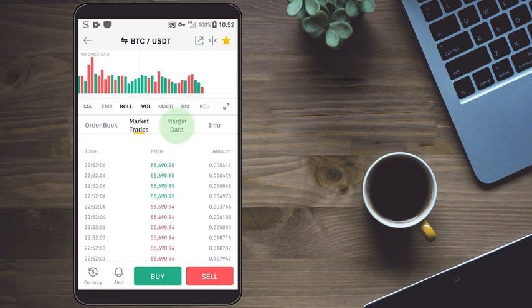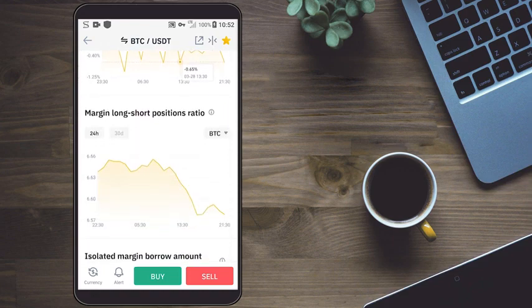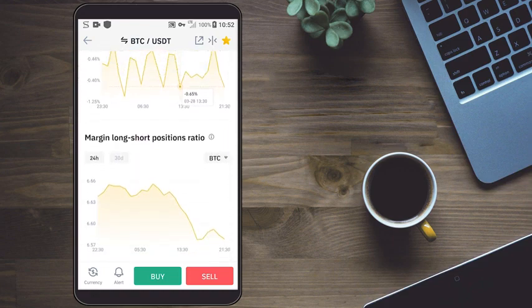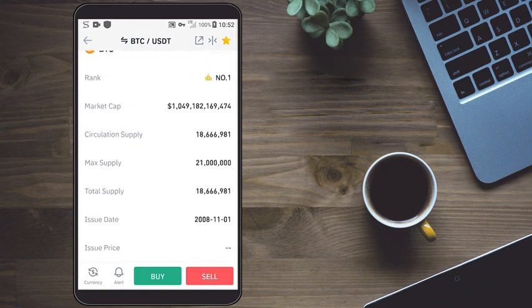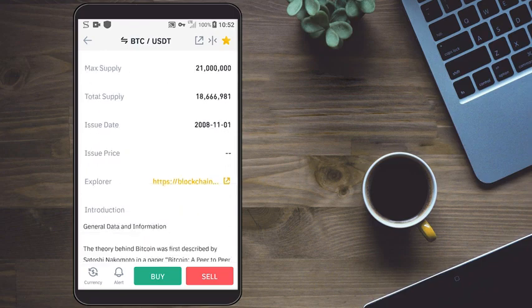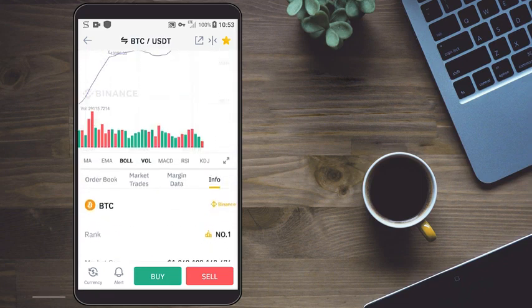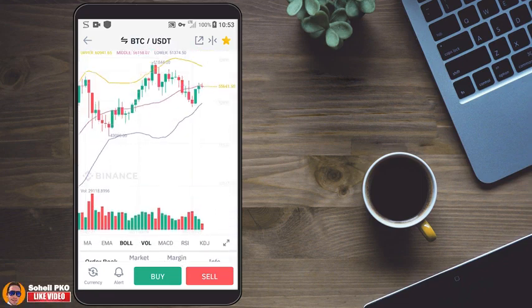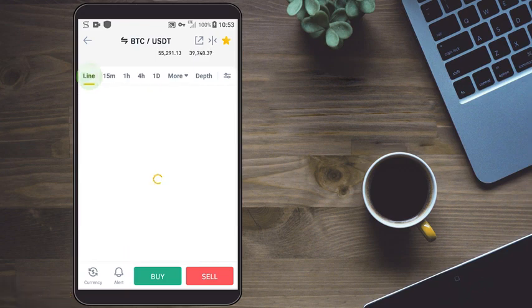Here in this tab, margin data, we have some information related to margin in the form of charts that can be useful. And in this tab, info, you can find useful information about Bitcoin, like its market cap, circulation supply, total supply, and other stuff related to Bitcoin that can be helpful. Let's go back to order book tab. And here, as I said, this is the price chart of BTC USDT. This is a candlestick chart, and you can simply switch to line chart here by touching line, as you can see.